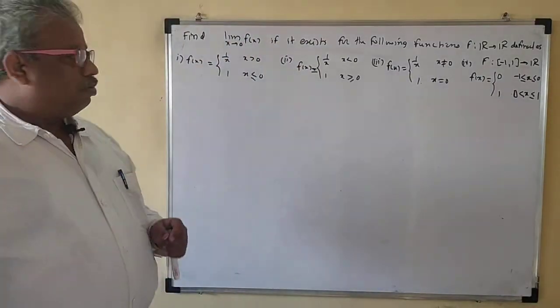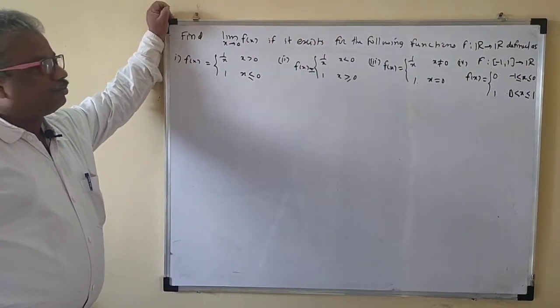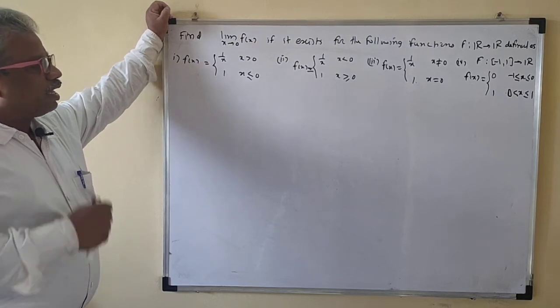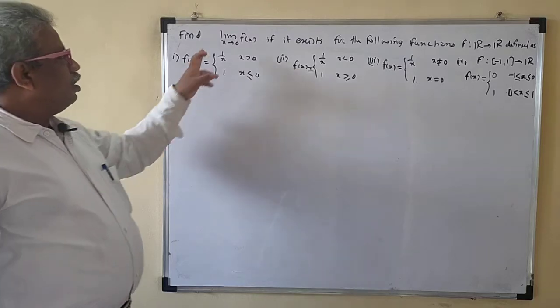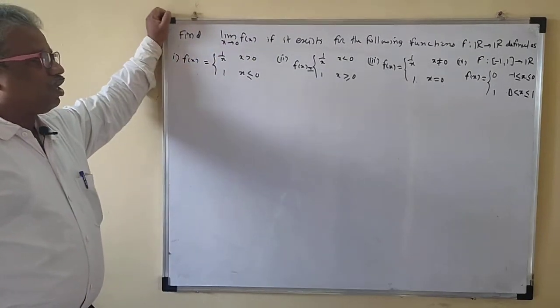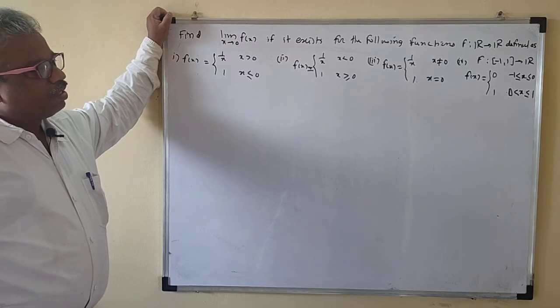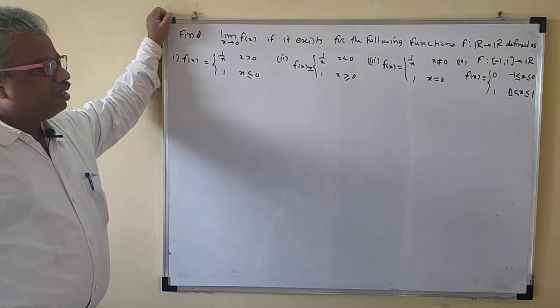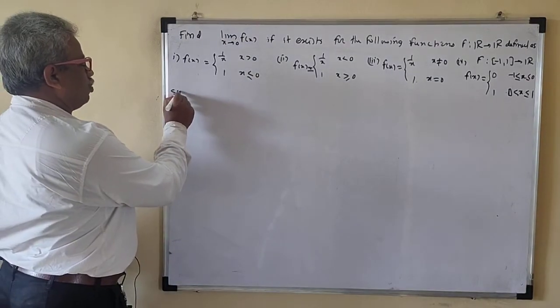Now we will see how to evaluate the limit of the function. Here there are four problems. Find the limit as x tends to 0, if it exists, for the following functions where the domain and codomain are the set of real numbers. They are defined like this. First we will take the solution of the first one.